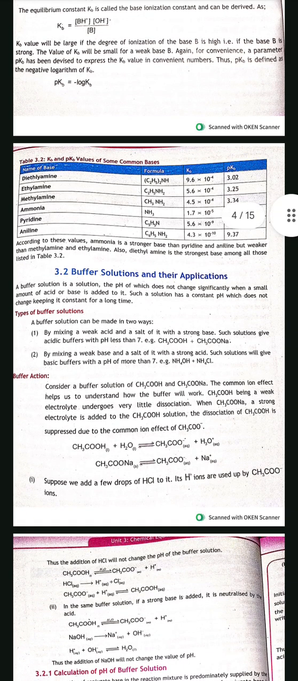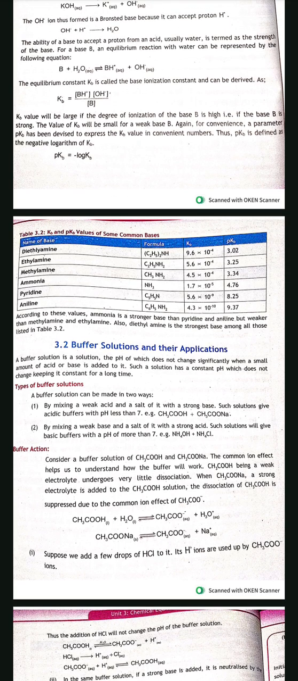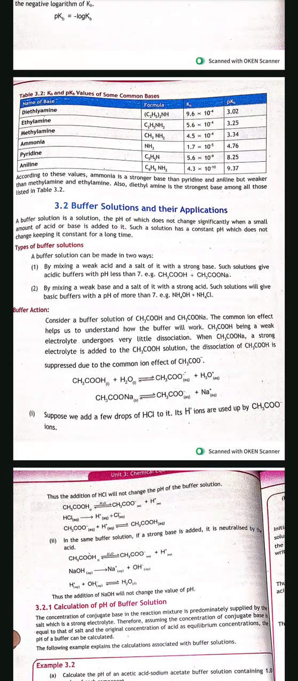So in that case it is also the same, that if we have the large value of Kb, the pKb value will be small. So for the large value of Kb, that will be the strong base. According to these values, ammonia is a stronger base than pyridine and aniline, but weaker than methylamine and ethylamine.